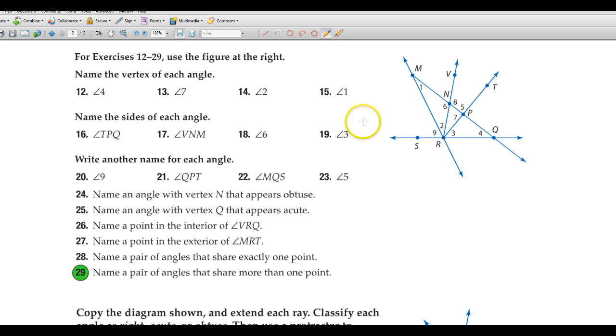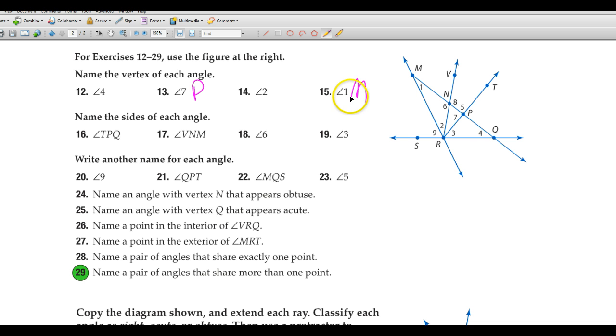In 12 through 29, use the figure at the right. Name the vertex of each angle, so where the two rays meet, the corner of the angle. So on number 13, angle 7. So angle 7, we were talking about this angle. Where are those two rays meeting? They're meeting at point P. So that is our vertex. Number 15, angle 1. What point are they coming to? They are coming to M. So vertex M.